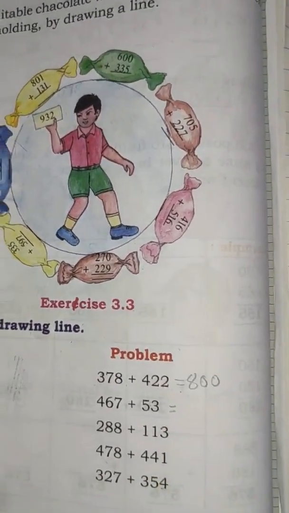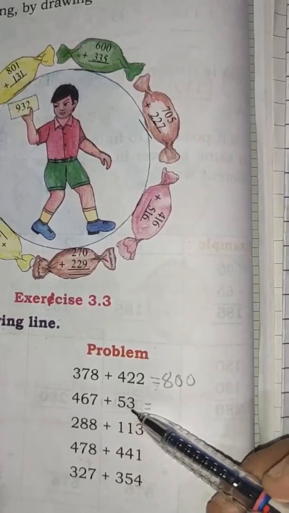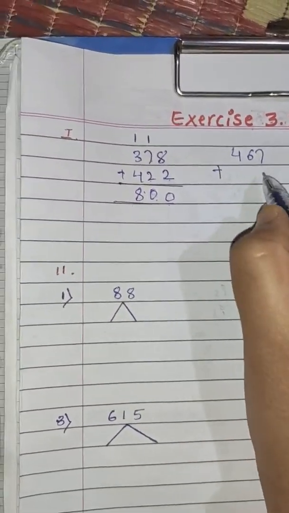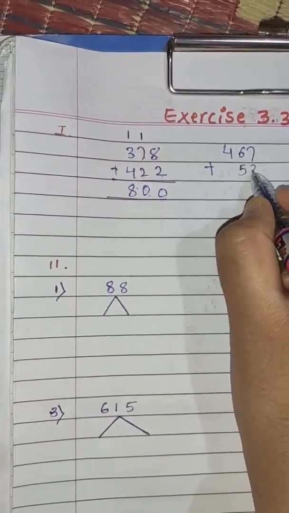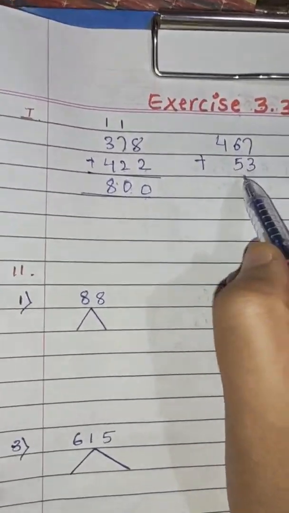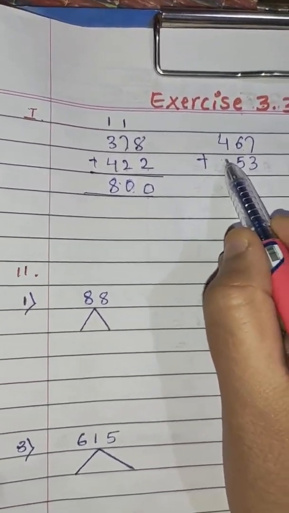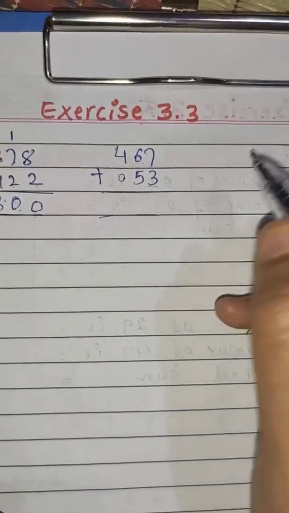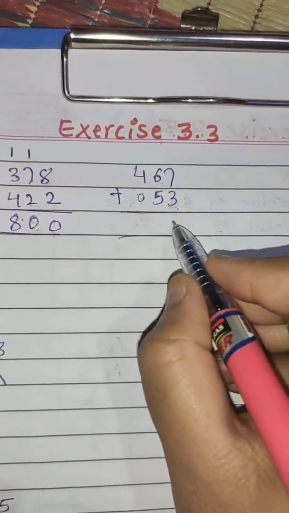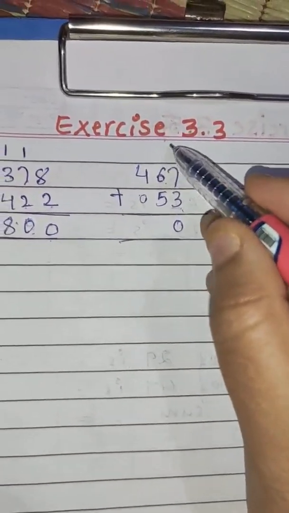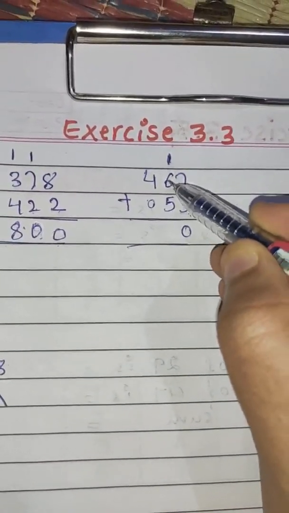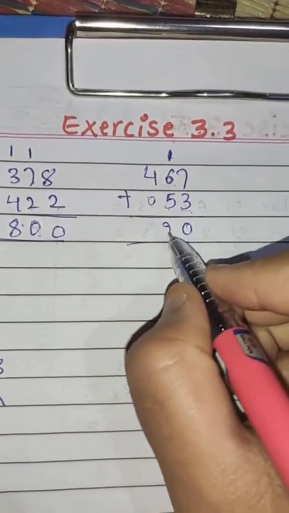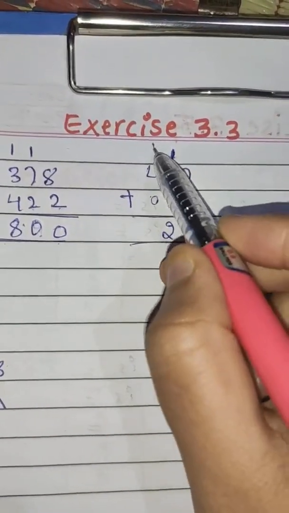The second one is 467 plus 53. In 53, 5 is in the tens place and 3 is in the units place. Here there is no number, so we will consider it as 0, right? So 7 plus 3 is 10, right? So 0 here, and the left number, that 1, will carry over to the next place. 1 plus 6 plus 5: 1 plus 6 is 7, 7 plus 5 is 12. So 2 here and the left number will carry over to the next place.